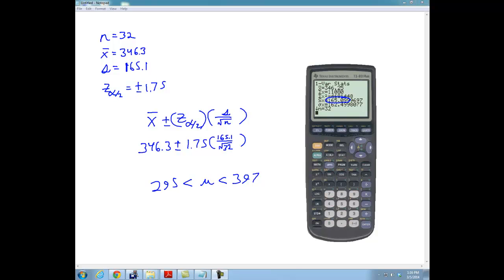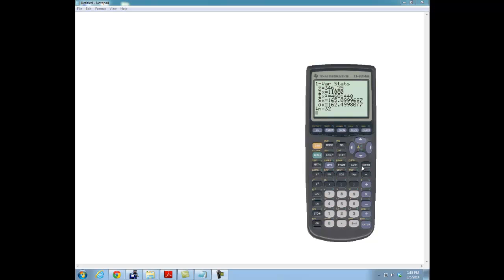So let's actually show this on the calculator. The words are going to go away. So if I was to type this in, this is one of the ways you could do it. If you are careful with your parentheses, you can do this all in one shot. So we're going to go 346.3 minus, we'll do the number on the left first, 1.75 times the quantity of 165.1 divided by the square root of 32. And close that off twice, and this gives us our low end, which was around 295.2.